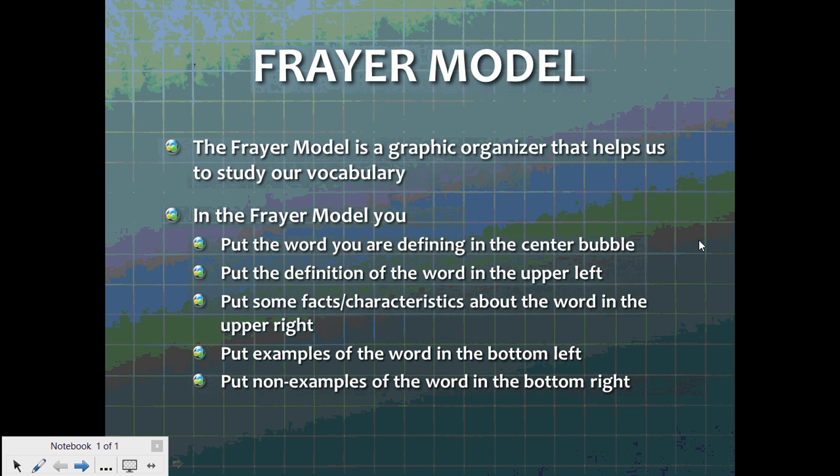Now we'll discuss the Frayer model. The Frayer model is a graphic organizer that helps us to study our vocabulary. What you'll see here are basically flashcards. In the Frayer model, you put the word you're defining in the center bubble, put the definition of the word in the upper left-hand corner, put some facts, characteristics about the word in the upper right, put examples of the word in the bottom left, and put non-examples of the word in the bottom right.